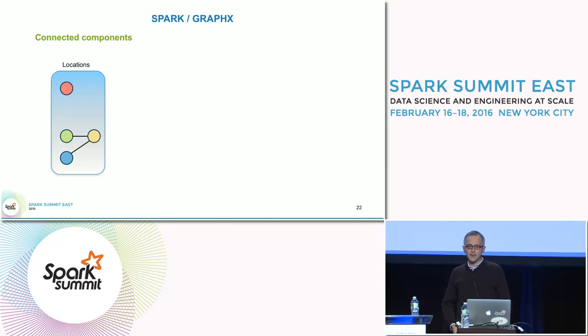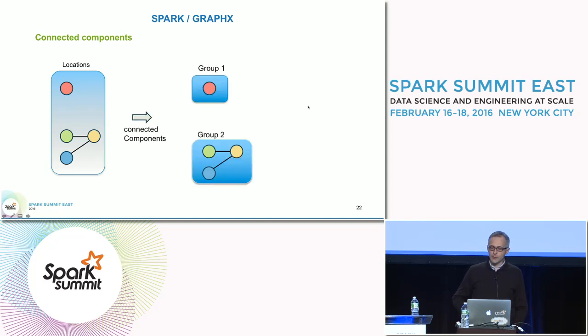The connected components algorithm computes the connected component membership of each vertex and returns a graph with the vertex value containing the lowest vertex ID in that group. In that particular example, we call connected components on the location graph to the left and end up with two connected groups.